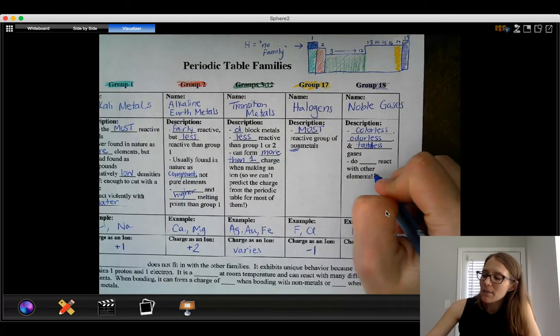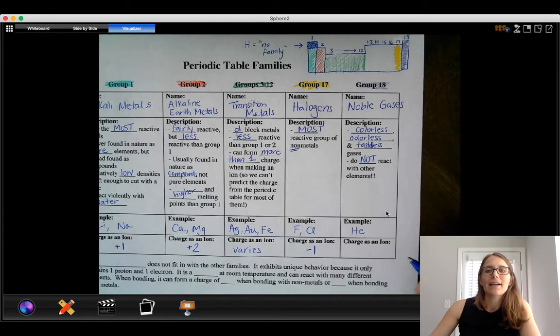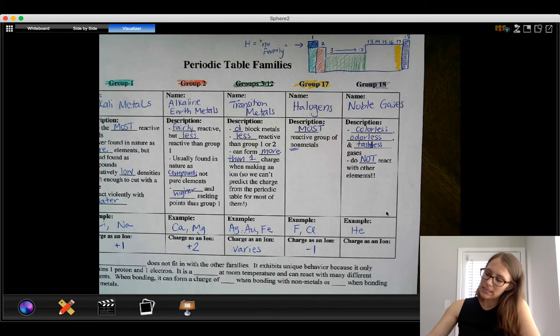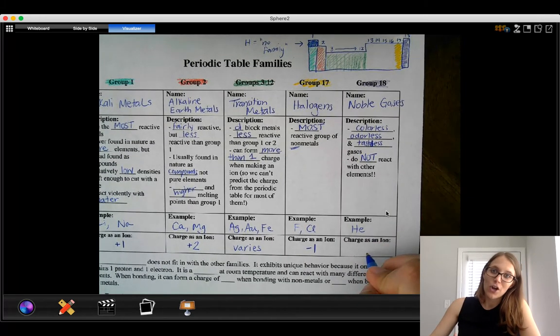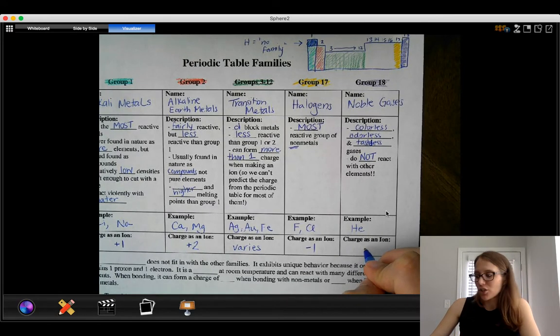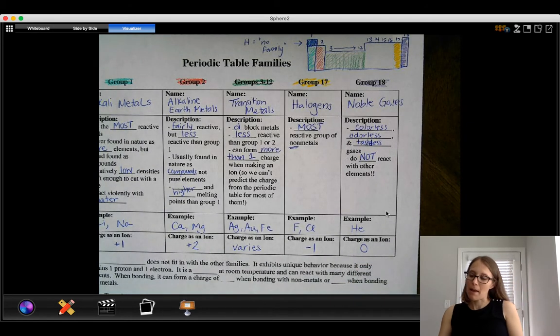And the most important thing about noble gases is that they do not react at all with other elements. So they just kind of float around and do their own thing. And that is why, when they make an ion, they don't make ions, right? They don't react. They have the magic number of 8 electrons already, so they don't form ions. They don't make a charge. Their charge is just 0 all the time.